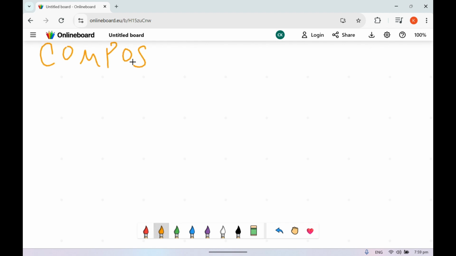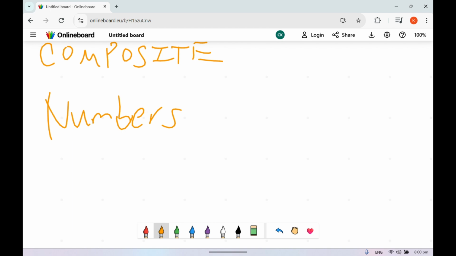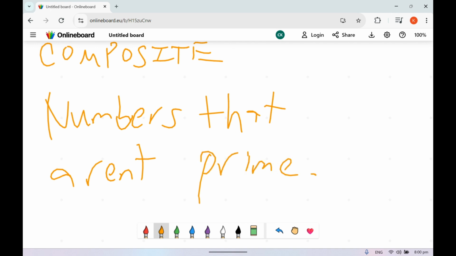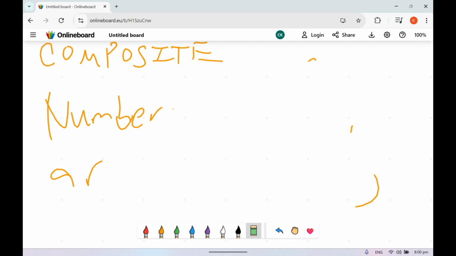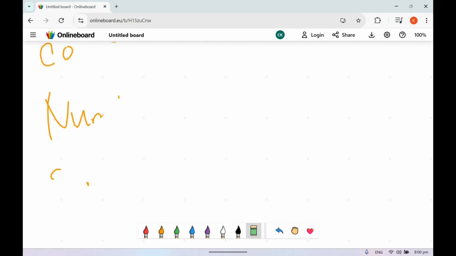Actually, composite numbers are basically numbers that aren't prime. Actually, technically, this definition is wrong. Okay, but I'll explain why later. For now, just remember this. Composite numbers are numbers that aren't prime. Okay. So, take note of that, remember that. If the number is not prime, it's composite. Okay? That means numbers that have more than 2 factors, essentially. Numbers that have more than 2 factors.